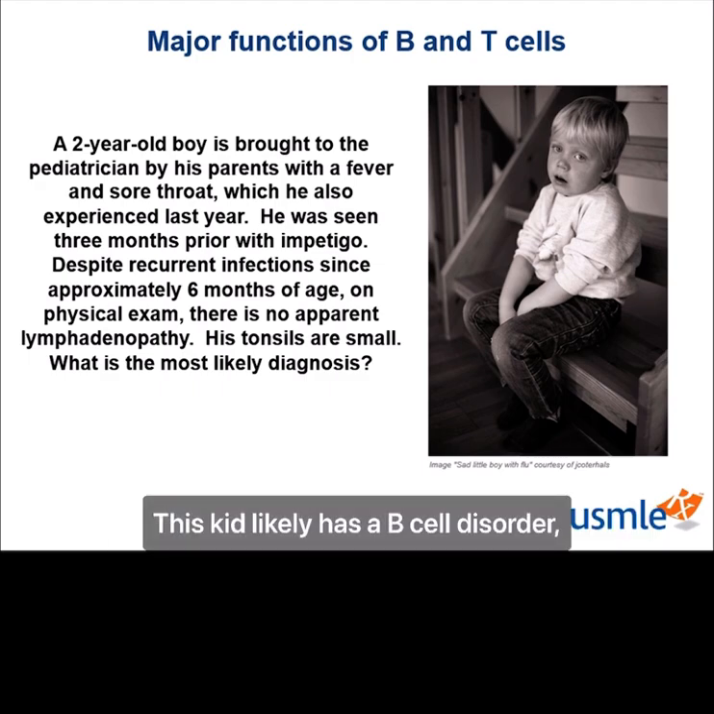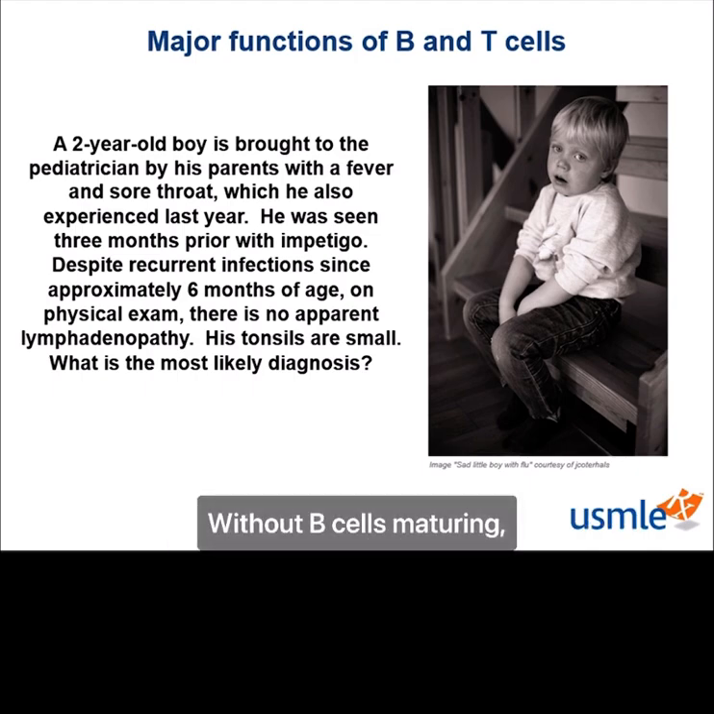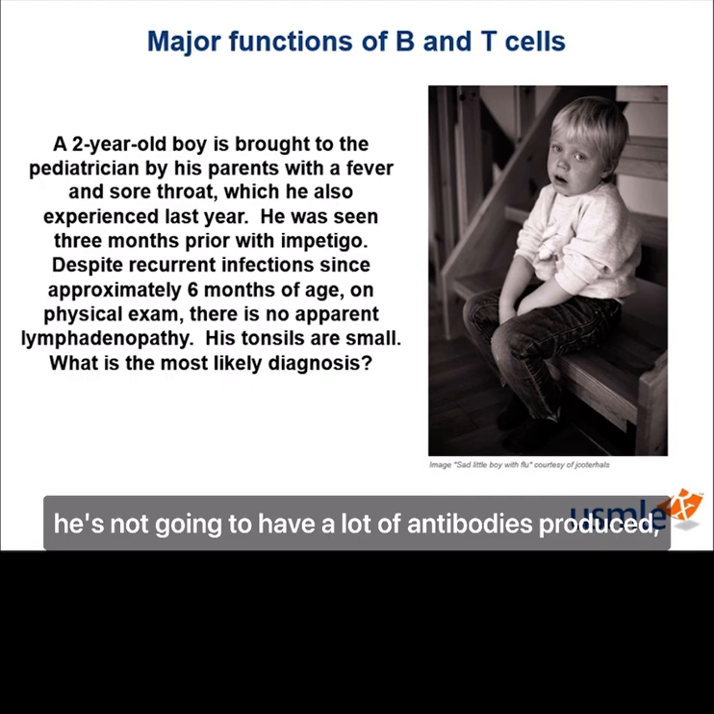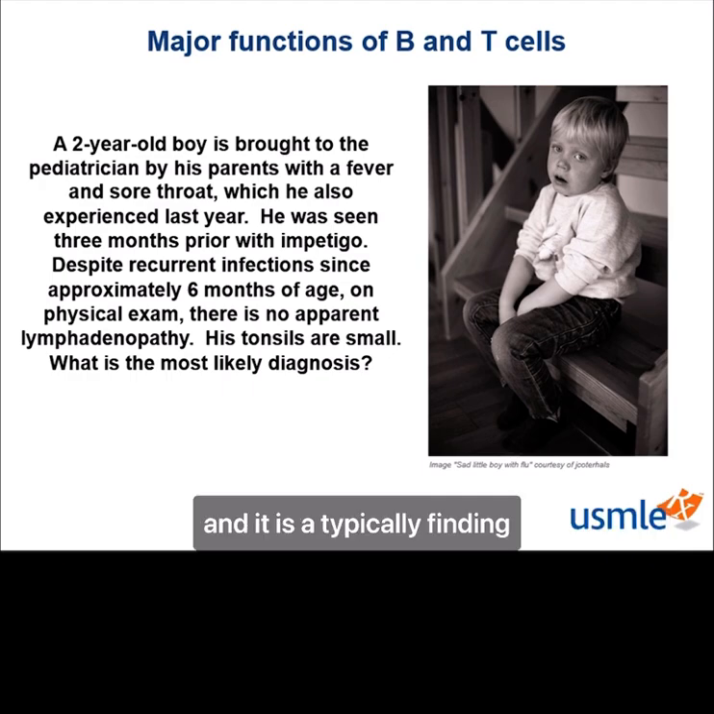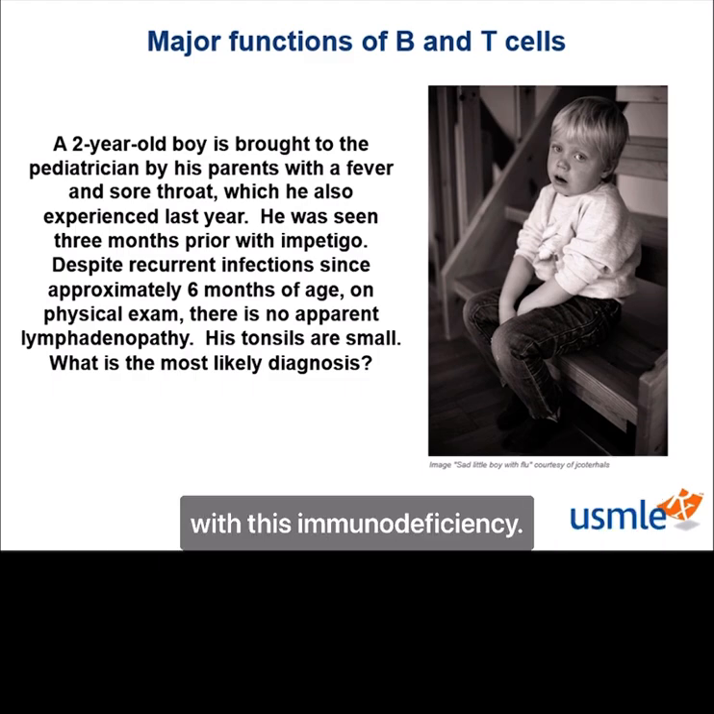This kid likely has a B cell disorder, like X-linked or Bruton's agammaglobulinemia. Without B cells maturing, he's not going to have a lot of antibodies produced, and it is a typical finding to have decreased immunoglobulins of all classes with this immunodeficiency.